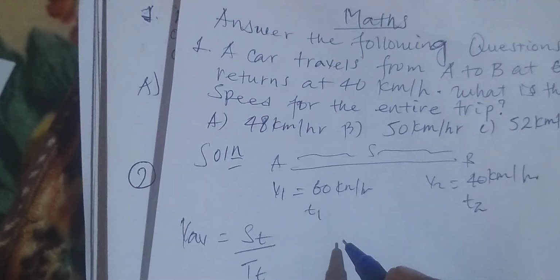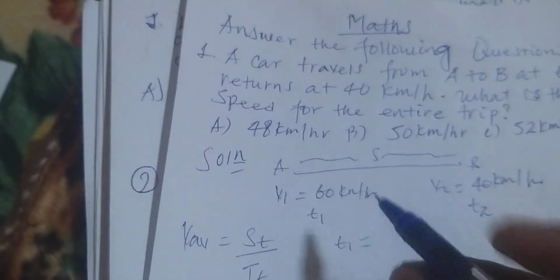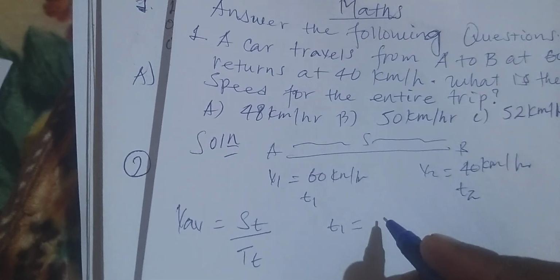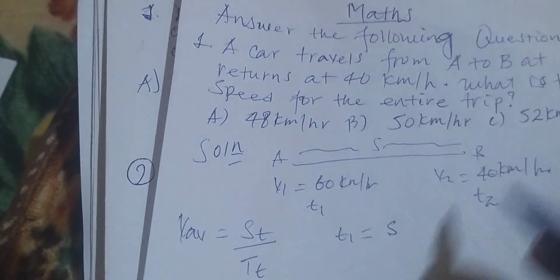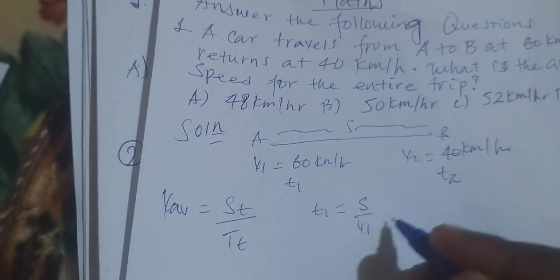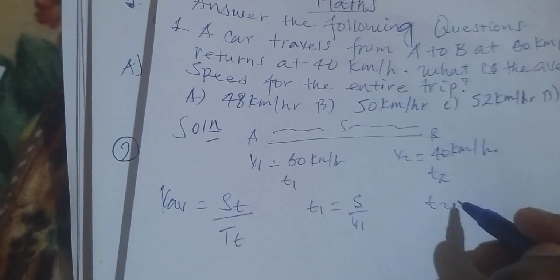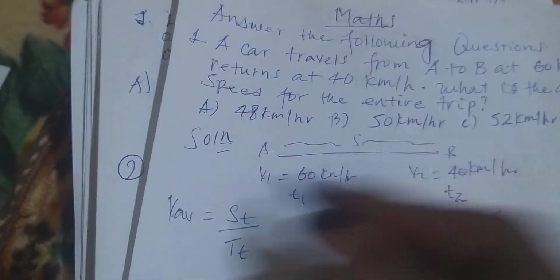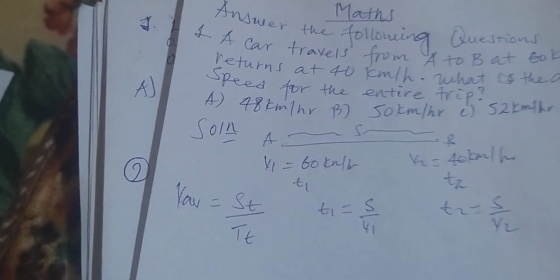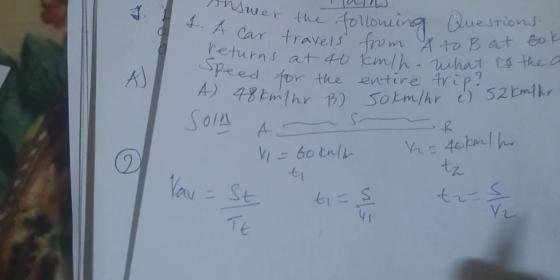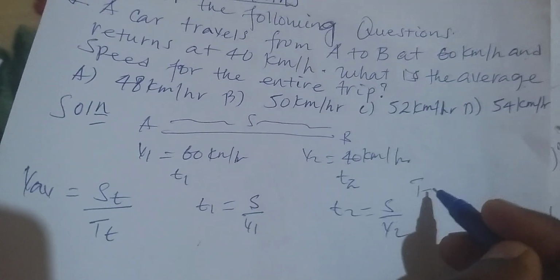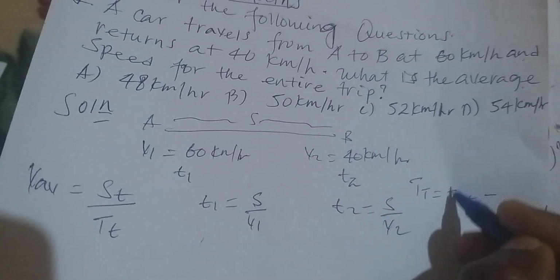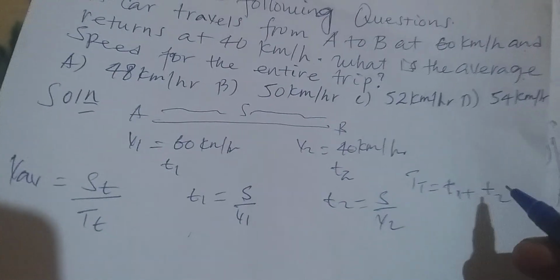Let us calculate T1. You know, V means S over T, so T1 means S over V1. Again, T2 is equal to S over V2, because the distance is the same. So from this, T total is equal to T1 plus T2.